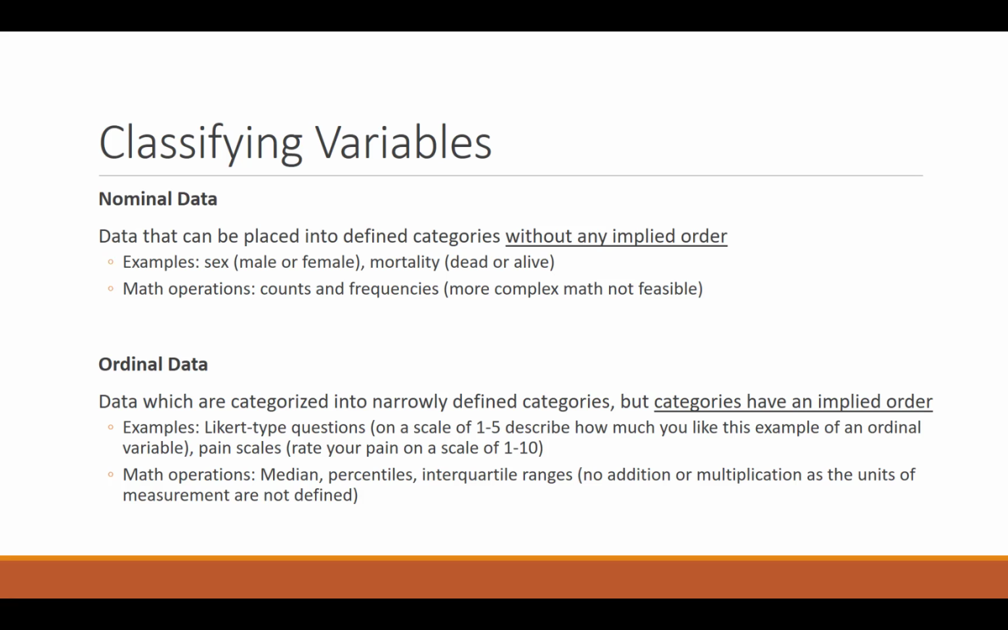For mathematic operations, we can be a little bit more complex. Because we can rank the individual data points, we can get a middle value or a median. We can grab percentiles, so the 25th percentile value, or the 75th percentile value. However, we can't do addition or multiplication as the units of measurement are not defined and they're subjective. When I rate that my pain is a 7, you might rate that same amount of pain as 5. So we can't do more complex math beyond just ranking them and describing them.